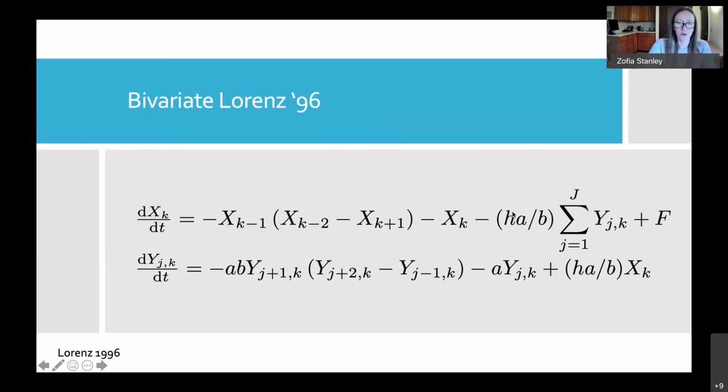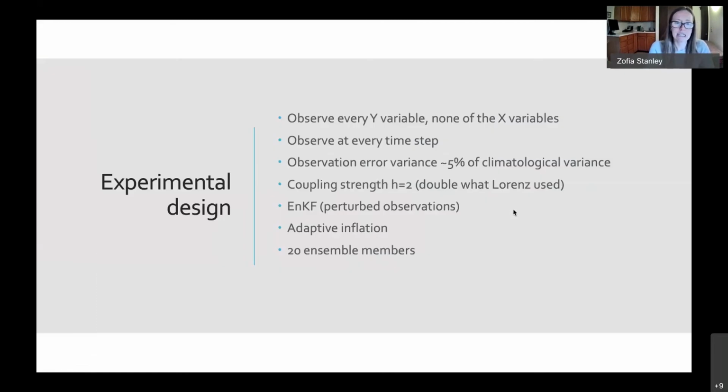So I'll just go through our experimental design. We observe every Y variable and none of the X variables. And then we're going to look at the performance of the data assimilation in the X process. So we're really trying to isolate what's the impact of this cross-domain assimilation, and specifically what's the impact of these cross-localization functions.